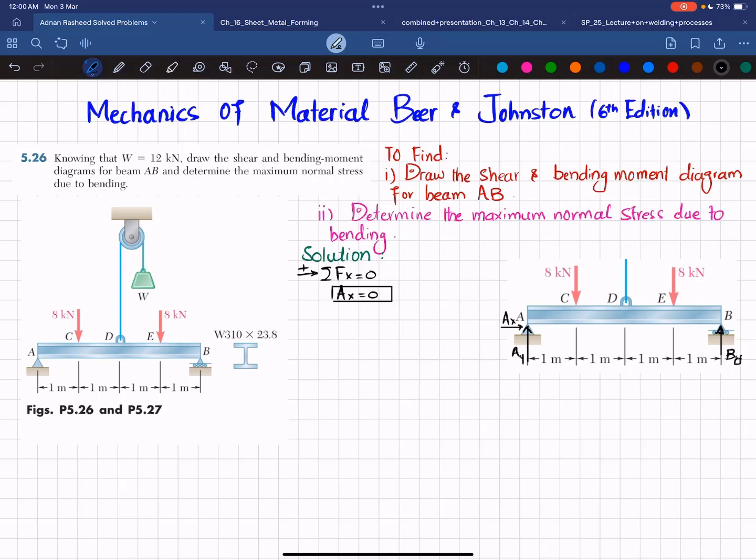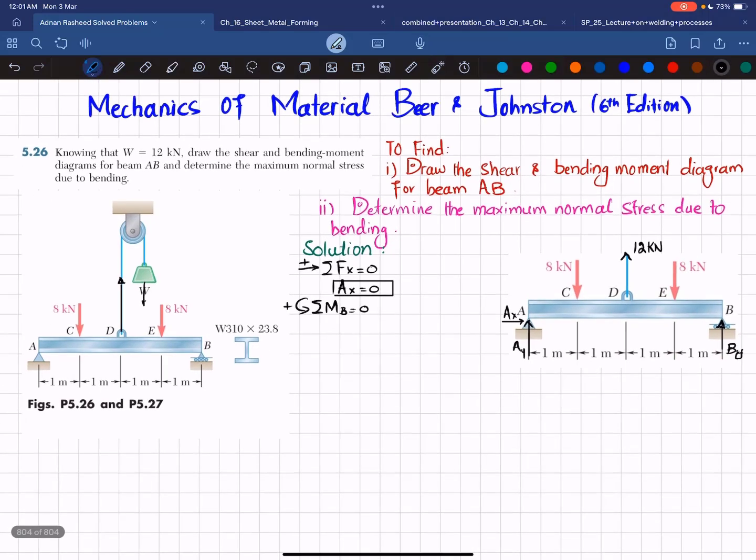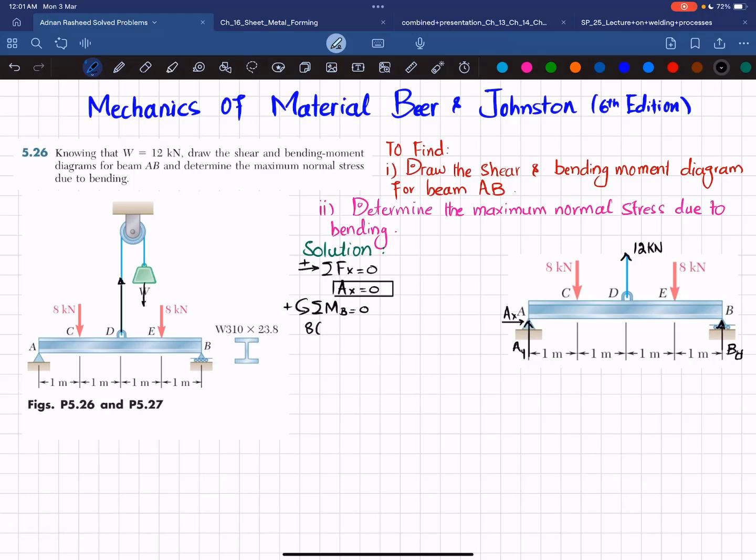So for that we will take sum of all moments about point B is equal to 0 and taking the counterclockwise moment as positive. So you can see this weight which is acting downward will exert a vertical force on this rope, this rope will exert a vertical force on this beam, and let this force be represented by 12 kilonewton. So now we will apply this equation. So sum of all moments about point B is equal to 0. So first moment is due to this force and perpendicular distance is 1 meter and this is counterclockwise, so it will be positive. So I can write over here that 8 kilonewton multiplied by 1, that is positive.